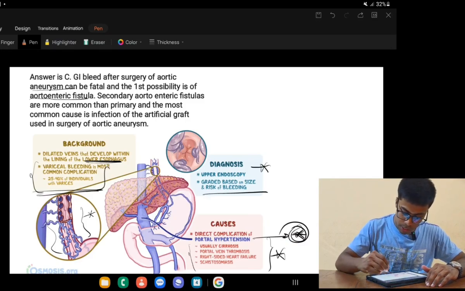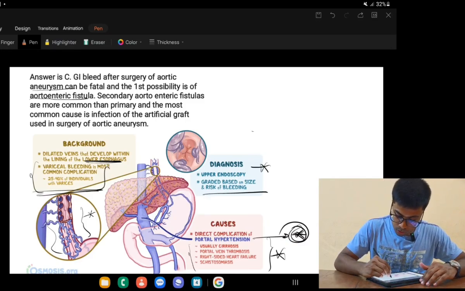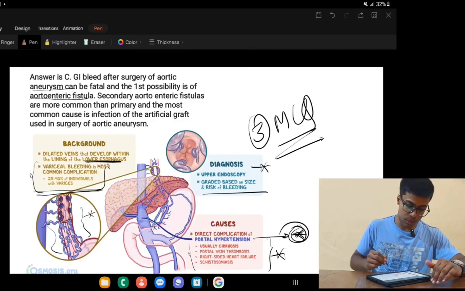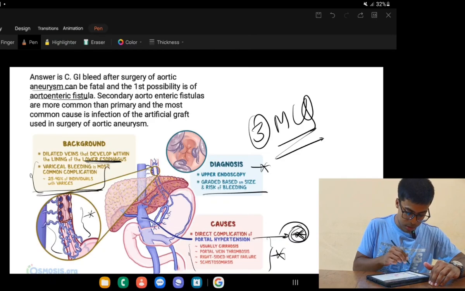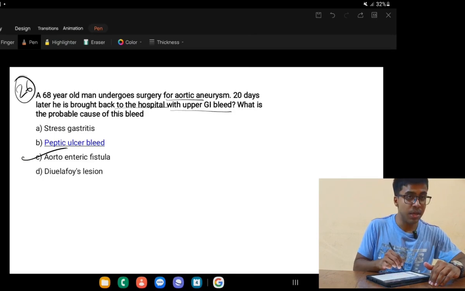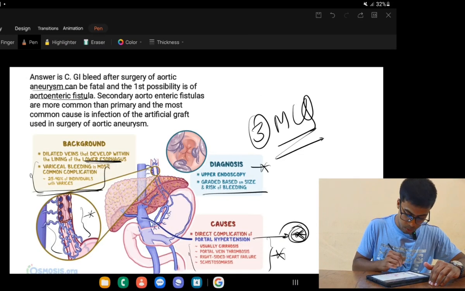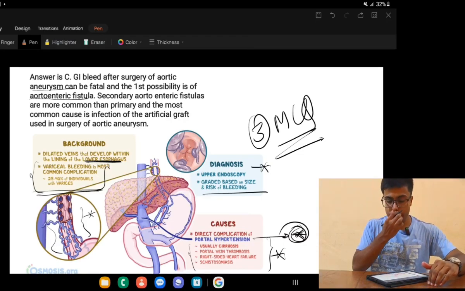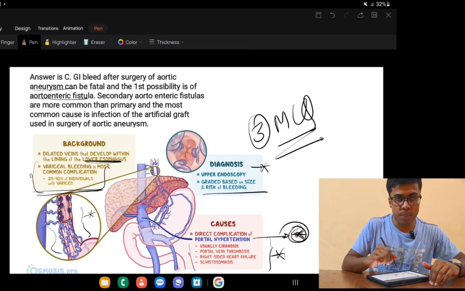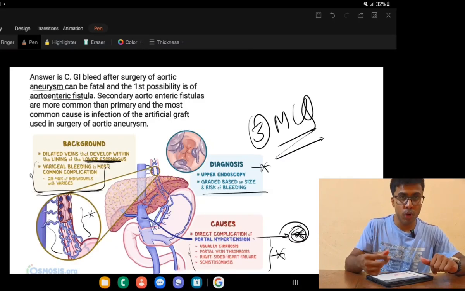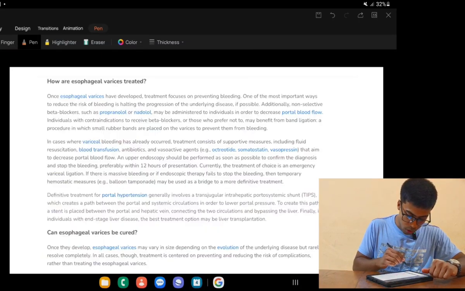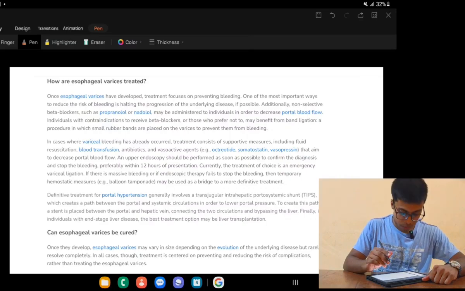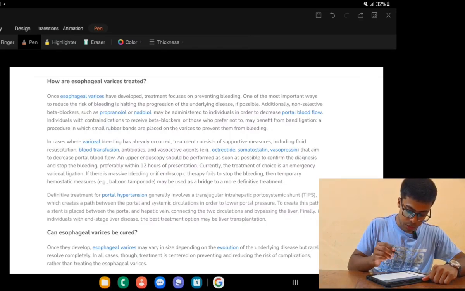So from this you can expect 3 MCQs can be made from this parent MCQ. I will say parent MCQ, 3 more MCQs, so 4 MCQs. So we will discuss upper GI bleed, and when I discuss upper GI bleed and lower GI bleed, you will get more clarity on this. So let's move on. How are the esophageal varices treated?